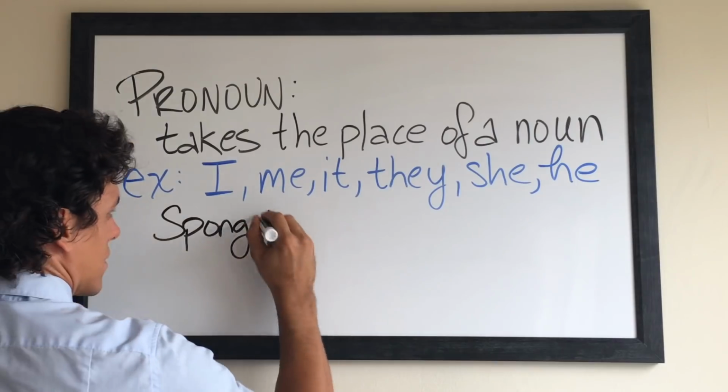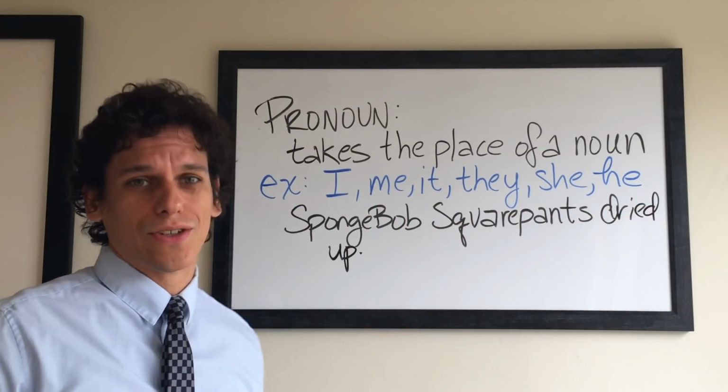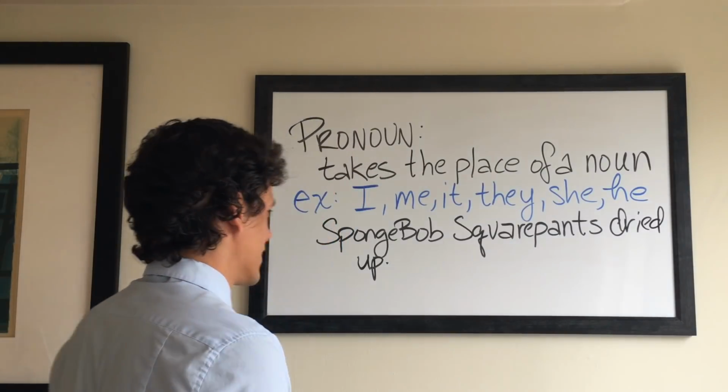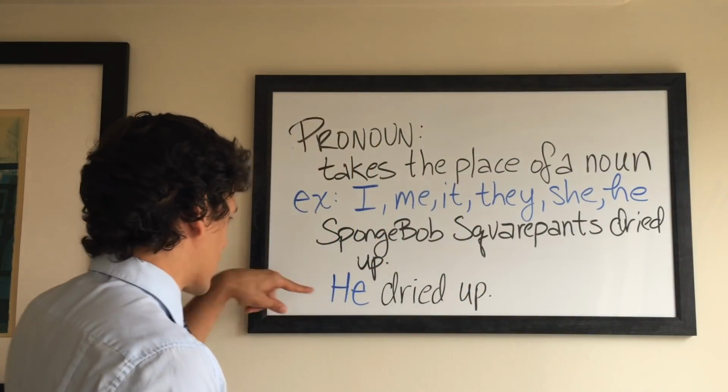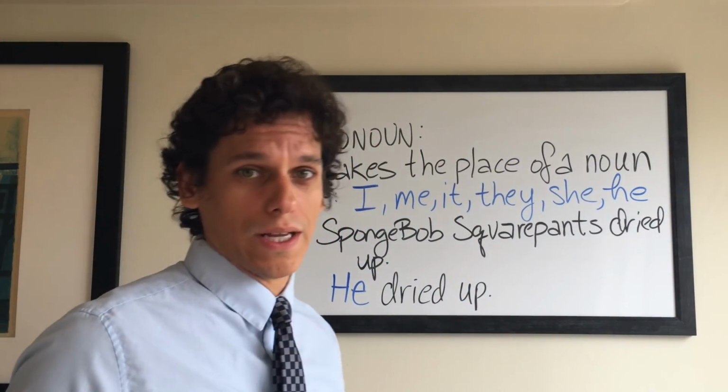Etc., etc. That's too long to write, so instead, I just say, he dried up. Pro means for, so our word goes for the noun. It goes in place of it. Pronoun.